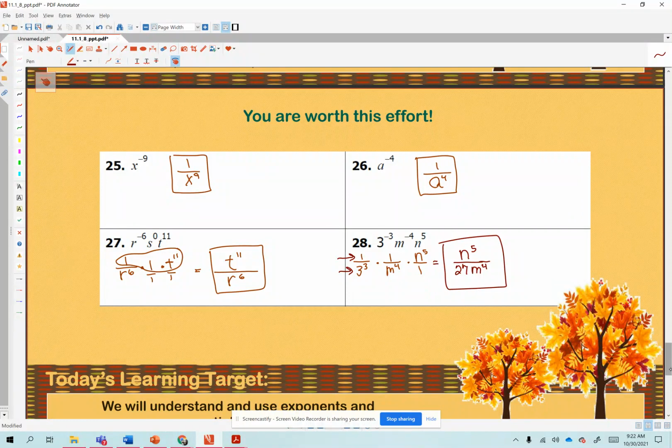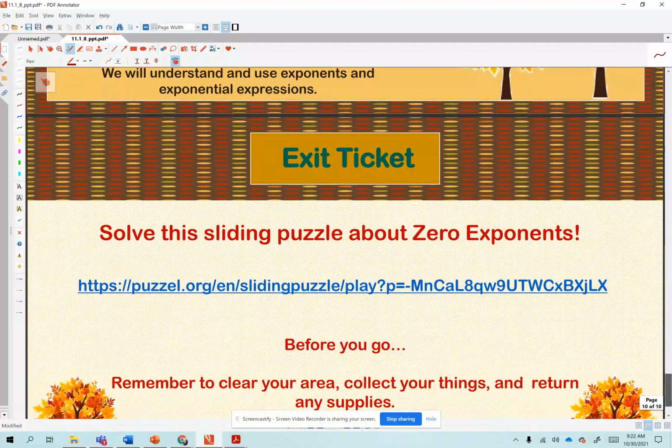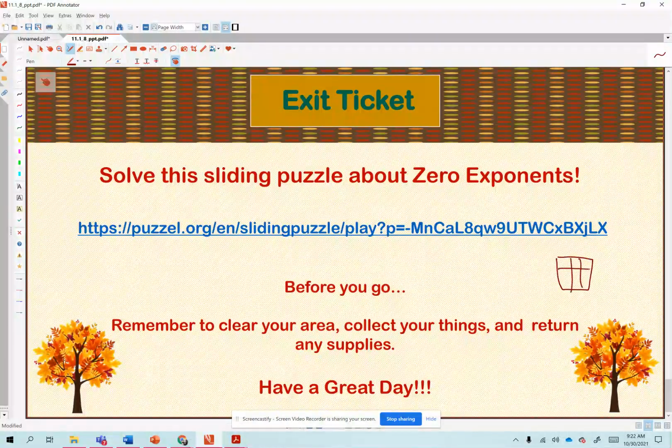So that is our lesson for today, except I did tell you that we have a special exit ticket today, and I hope you do it because it's a sliding puzzle and it has a special message about exponents in there. I know you love those sliding puzzles where you move the squares around until you get the puzzle picture to come into focus. So I hope you enjoy that sliding puzzle, and I hope you did well on our lesson. I know you did.